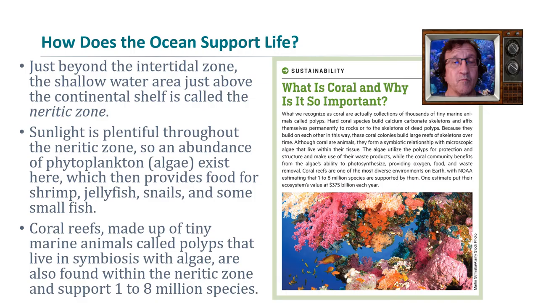So how does the ocean support life? It supports life basically through small organisms called plankton, particularly phytoplankton. They live in an area called the neritic zone. Don't worry about that, it's just another way to divide the ocean. They collect food and make food for larger organisms to eat, and they start the food chains.